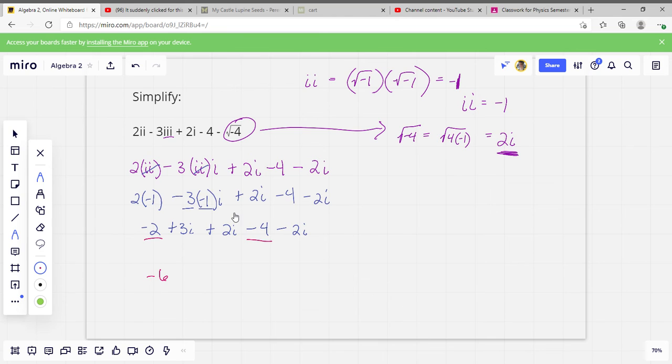And then I'm going to put my imaginary parts together. Got 3i, 2i, 2i. So 3 plus 2 will be 5. 5 minus 2 will be 3. So plus 3i. And that's the answer. So when you have two i's together, that makes negative 1. Okay?